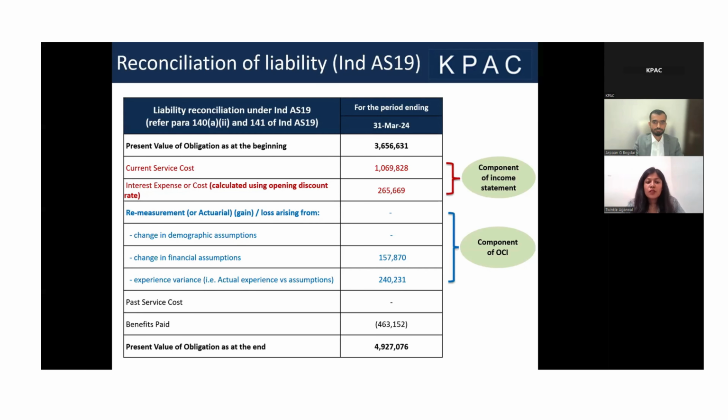The next component is the past service cost. So this occurs when there is a change in the plan benefits, either an enhancement or a reduction, which impacts the liability immediately.